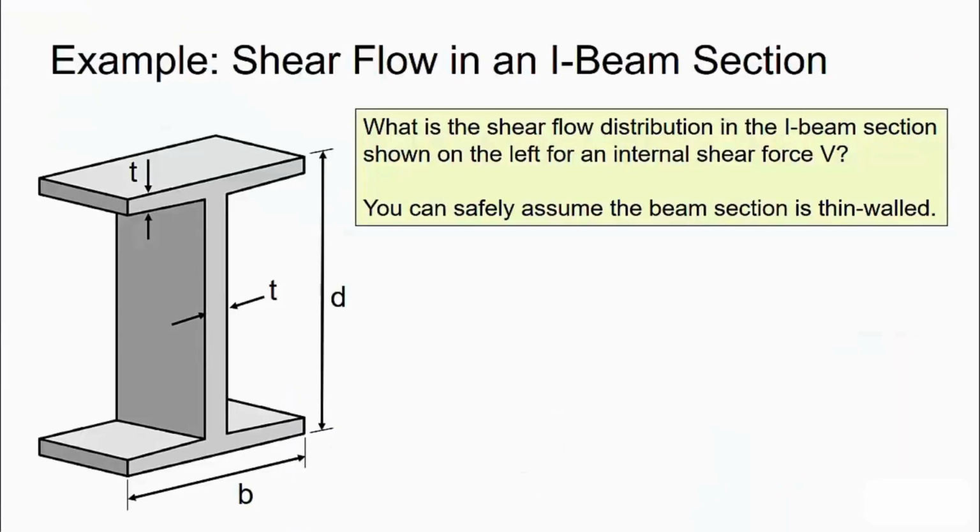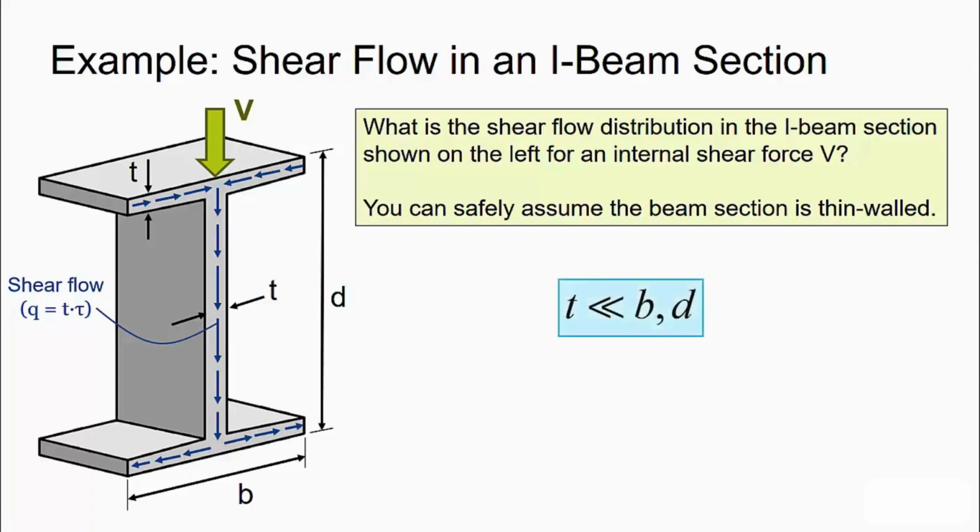In this example, we are going to examine the shear flow distribution in a thin-walled I-beam section shown on the left. The problem asks us to determine this shear flow distribution for an arbitrary internal shear force V that can occur in the section, and the problem also specifies that it is safe to assume that the beam section is thin-walled. We are going to look at trying to determine the distribution of this shear flow through this section.